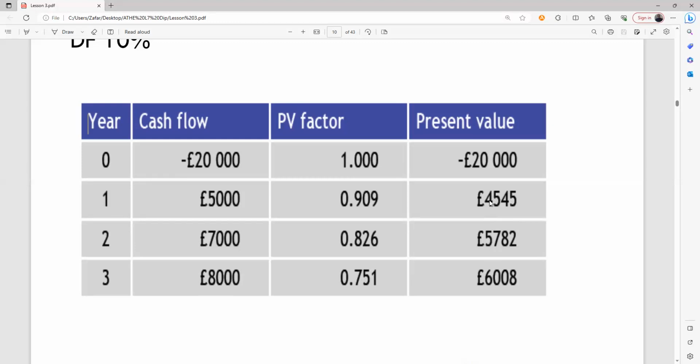I don't actually get the 20,000 cash back. You won't get the investment back, because in today's money the 5,000 in a year's time is worth 4,500 in today's money. 7,000 after 2 years has a today's value of only £5,700, and 8,000 in year 3, 3 years' time, is only worth 6,000 in today's money.